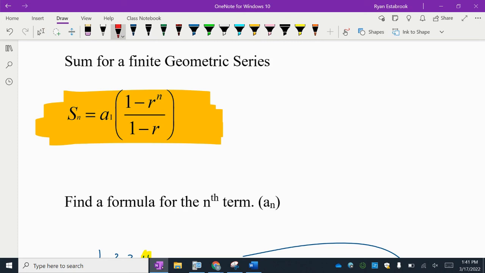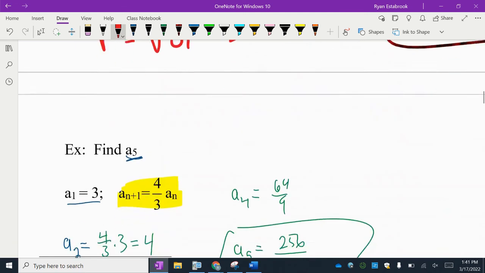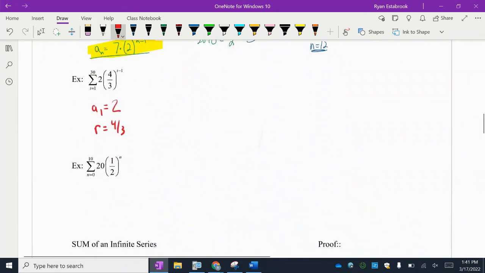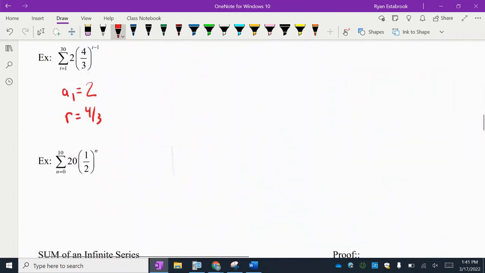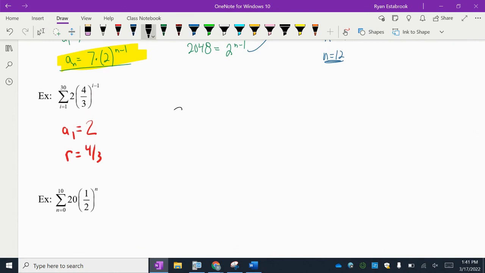We know a sub 1. We know what r is. We even can look at this summation and figure out what n is going to be equal to. So let's put it all together. The sum is equal to first term, that's a sub 1, 1 minus 2 to the, what is the n for this one? 30. It's 1 to 30, so 30 terms over 1 minus 2.